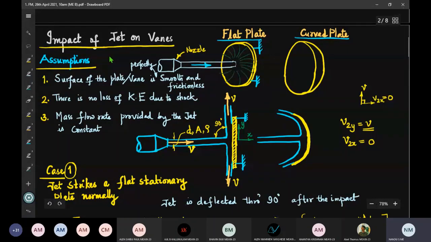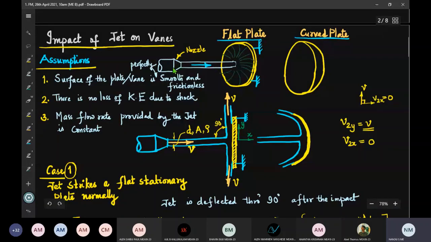A liquid jet delivered into the atmosphere is called a free jet, and the pressure is atmospheric. Suppose you have a pipeline with a nozzle at the end. This is a symbolic representation of a nozzle, and it delivers the jet. What is a nozzle used for? It is used for increasing the kinetic energy of the fluid. Kinetic energy means we are imparting high velocity, so a high velocity jet comes out.